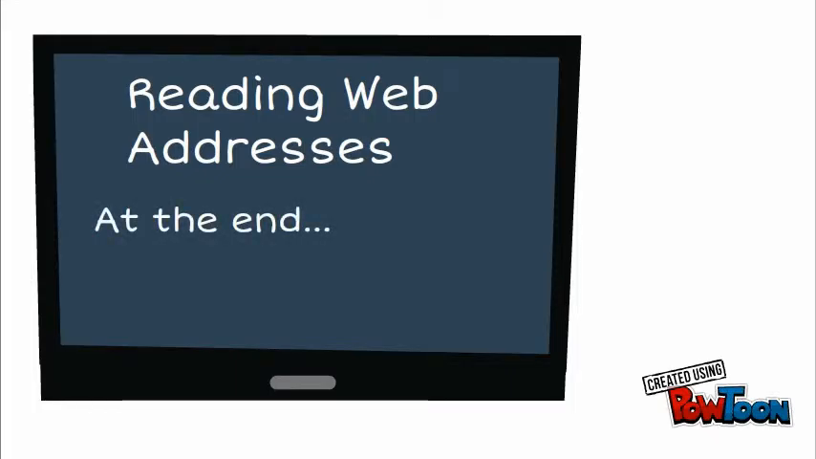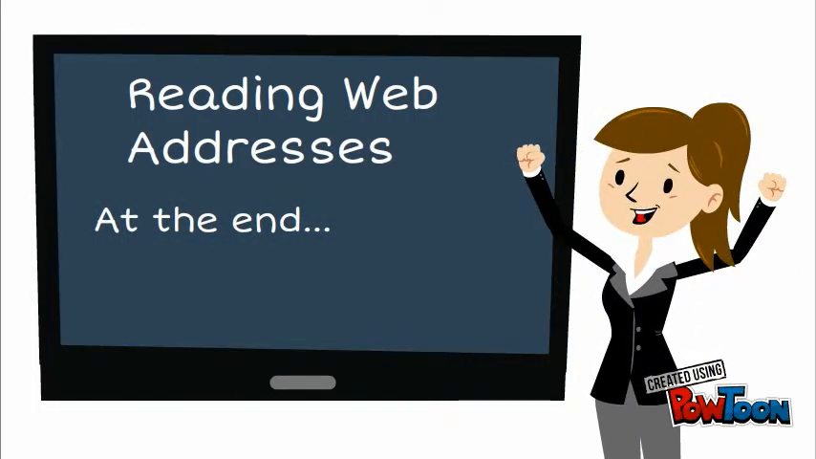At the end of a web address, you might see the top-level domain name, like .edu, .com, .gov, or .org. All of these are telling you what kind of organizations are running the site.